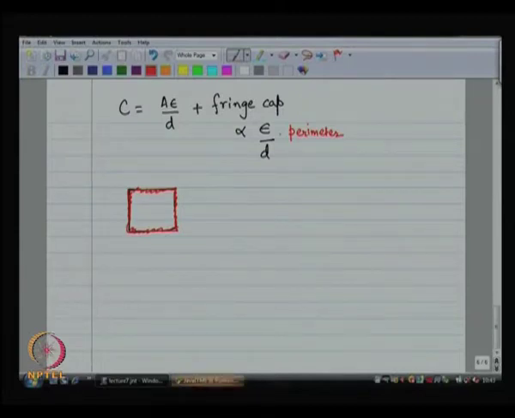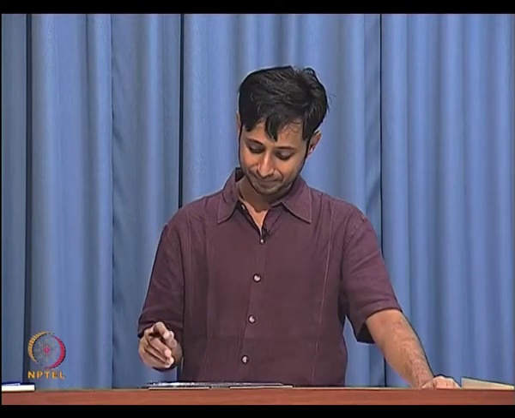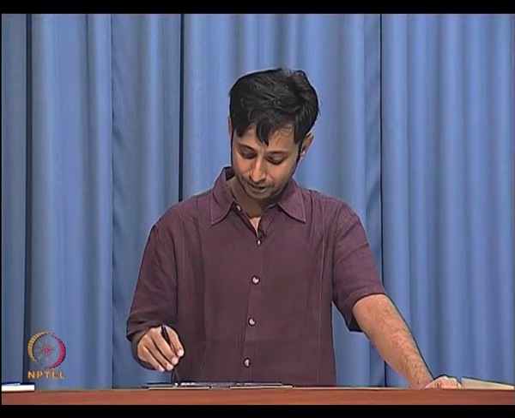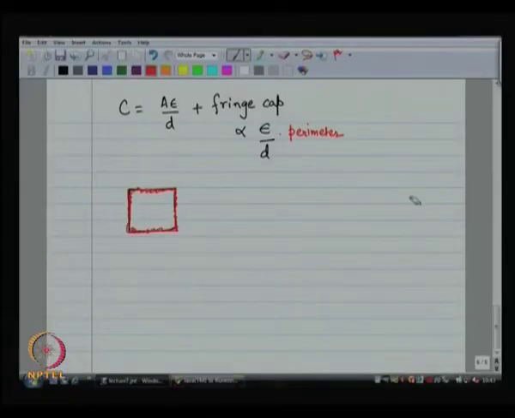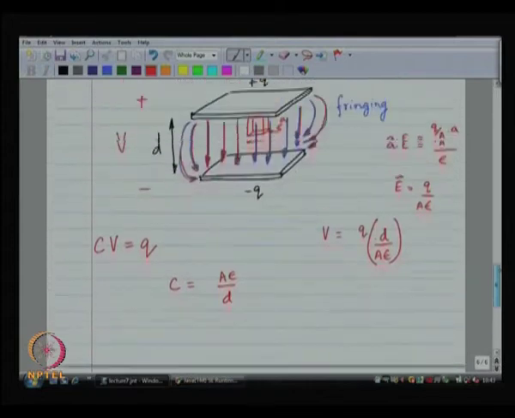So, can my formula look like epsilon times perimeter divided by d? Is it possible? Dimensions. It can't, right? This has dimensions of epsilon, whereas you want dimensions of epsilon times length, epsilon by d. Instead, you have got perimeter epsilon by d. So, it can't be. So, there has got to be another factor over there which has units of meters. Okay, what else could it be proportional to?